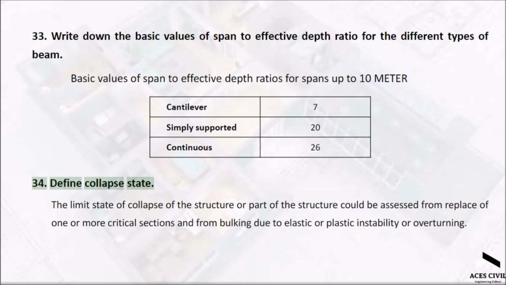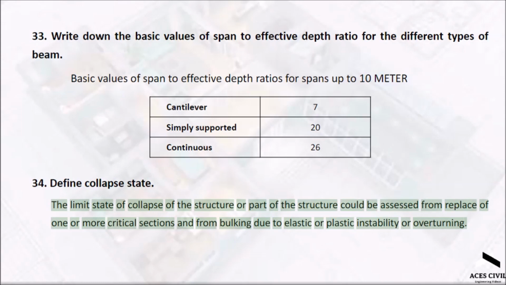Define collapse state. The limit state of collapse of the structure or part of the structure could be assessed from rupture of one or more critical sections and from buckling due to elastic or plastic instability or overturning.